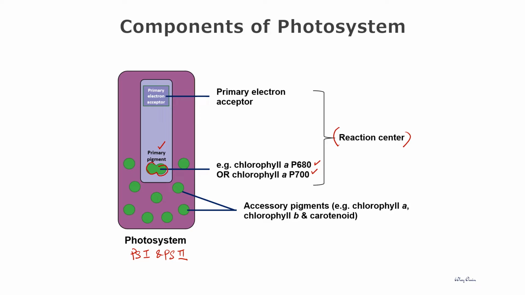In the reaction center, there is another component called the primary electron acceptor. Primary means that it is the first electron acceptor before the electrons pass through the electron transport chain. Other than that, we have a few accessory pigments surrounding the photosystem, which include other examples of chlorophyll a, and chlorophyll b and carotenoids.